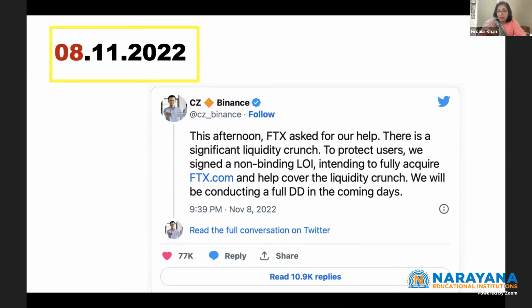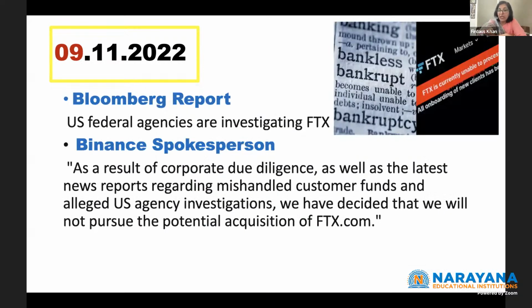So in this move, when they said that they would like to purchase FTX, Binance had a look at some more financials and they were absolutely upset. And they said, no way are we entering these murky waters. So on 8th itself, they had a look at the books. By 9th, they said that no, we are not happy. There is a lot of mishandling of customer funds. And we know that now the US agency is investigating. So there was a Bloomberg report on 9th that now FTX is under investigation. Therefore, Binance also said, no way, we are not thinking about buying this particular exchange.